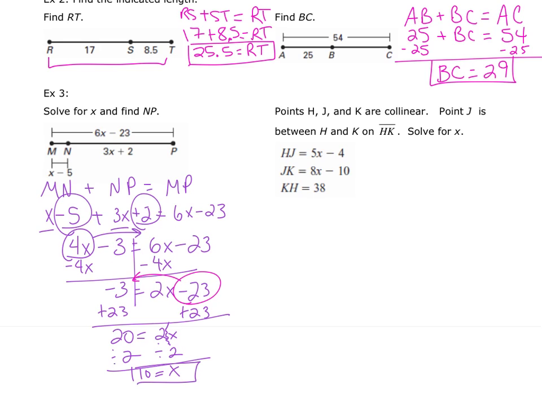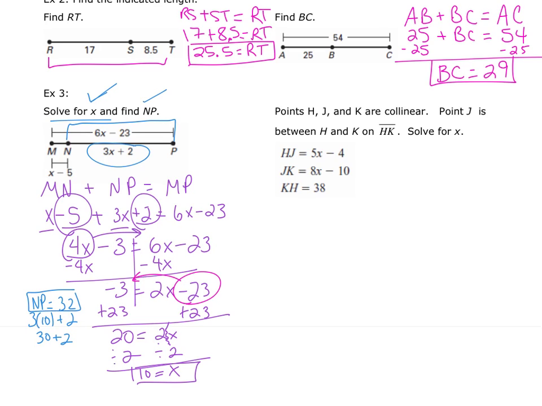Now make sure you always, always, always read the directions, because we solved for x. So I checked that part off, but now I need to find NP. NP is this section right here, so my 3x plus 2. So I have to take 3 times 10 plus 2, so that's 30 plus 2, so I get 32.